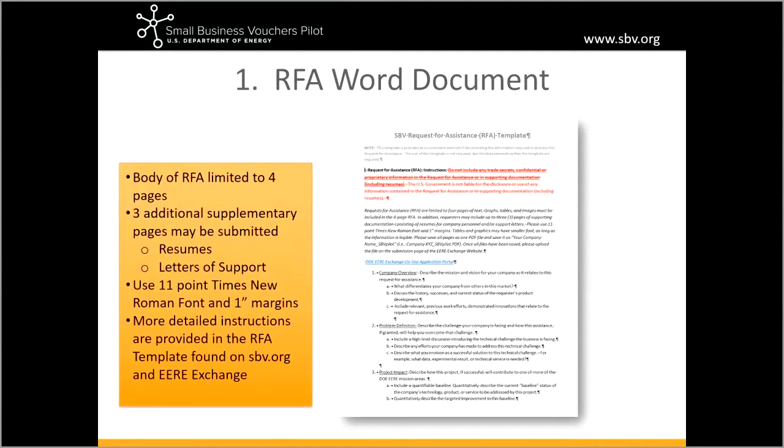So we limit you to an 11-point Times New Roman font. We also ask that you not increase the amount of text you can put down by having the margins 1/8 of an inch wide. So we do require a 1-inch margin. And you'll find more detailed instructions in the template itself, which you can see on the right, which is available on sbb.org and EERE Exchange.